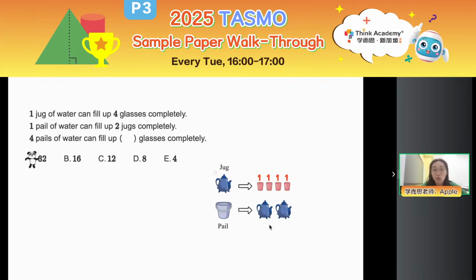So for the jug, it should be 4. Jug is 4, which means for 1 pail it is 8. But read the question carefully. 4 pails. 4 pails. So here that is 4 times 8. The answer is 32.